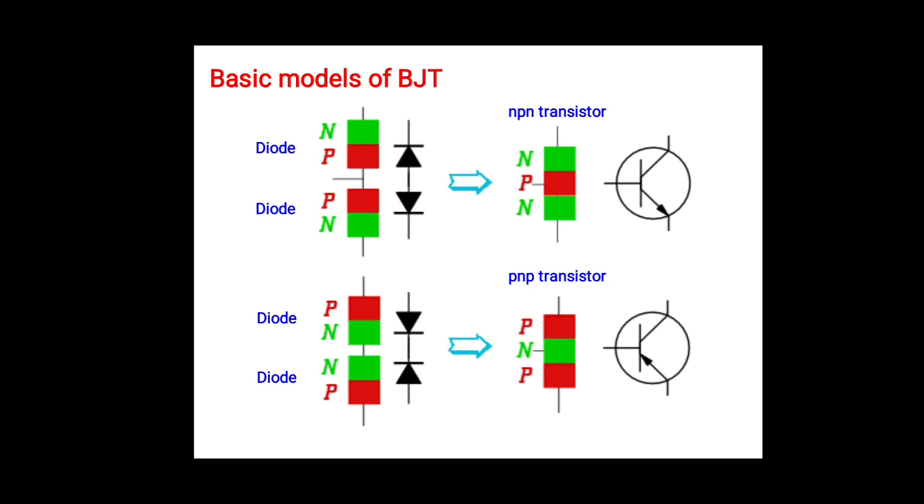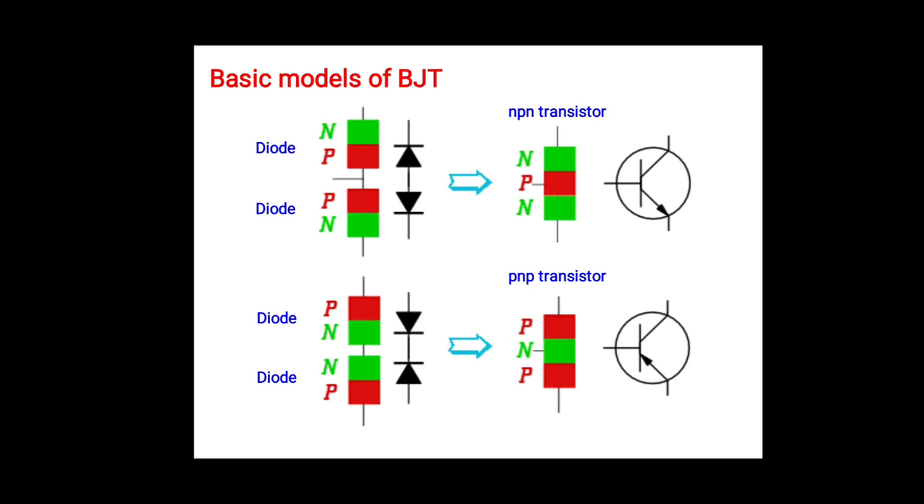So see the first diagram. In that we have connected two diodes. This is one diode and this is another diode. So we have connected two diodes back to back, meaning we have connected anode to anode. So when we connect two diodes anode to anode, we get the NPN transistor.